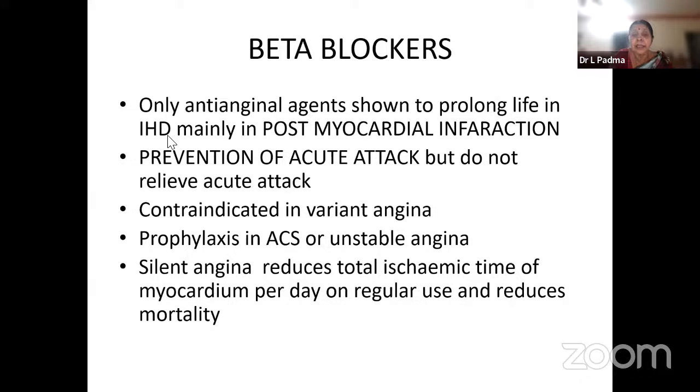So it is the only anti-anginal agent shown to prolong life. Why are we using beta blockers? Because it prolongs life in IHD, mainly in post-myocardial infarction. After the acute phase, when we send the patient home, in the list of drugs, beta blockers should be given because the heart rate most often will be more than 100. But if it is around 60 or below 60, never use beta blockers, because just after a week or so, they might land up in casualty because of the adverse events of beta blockers.